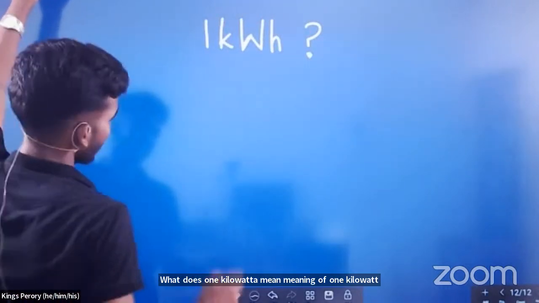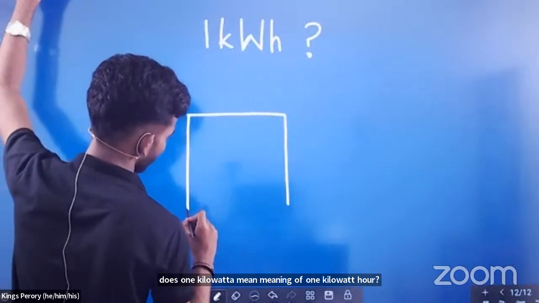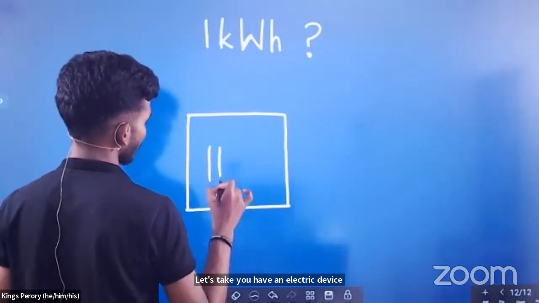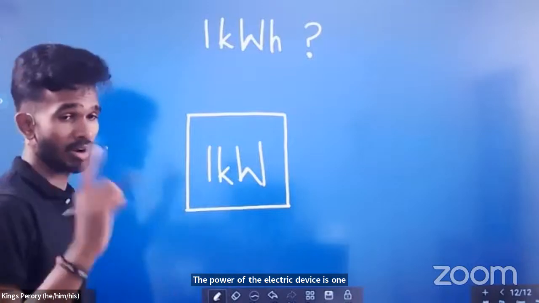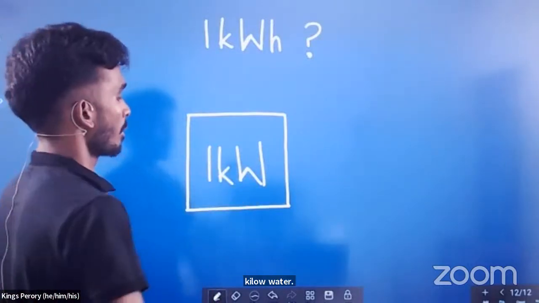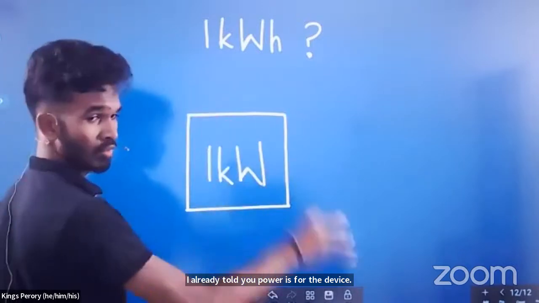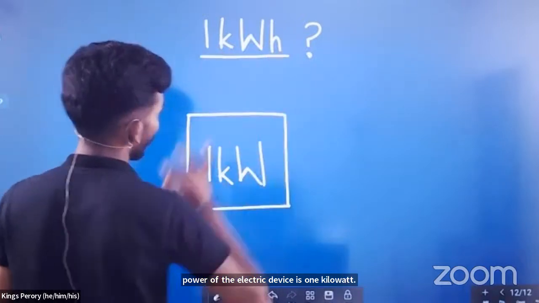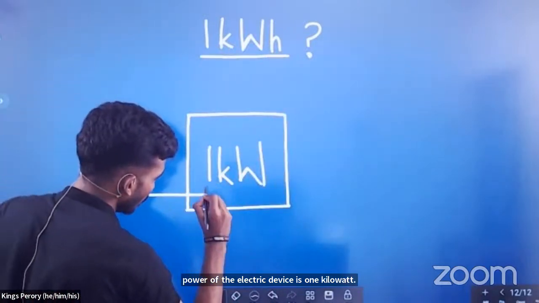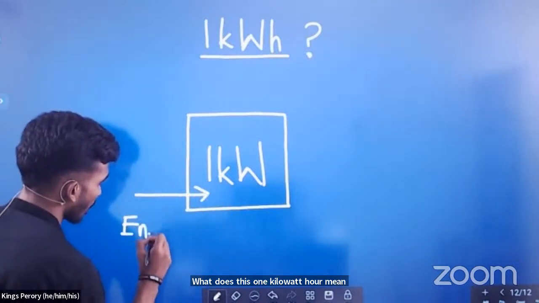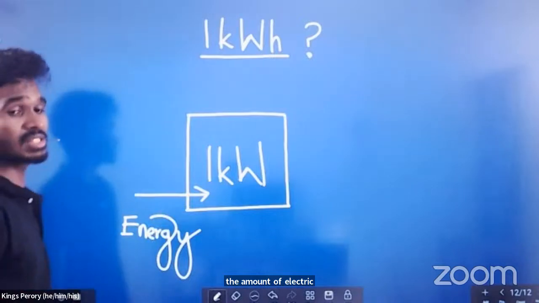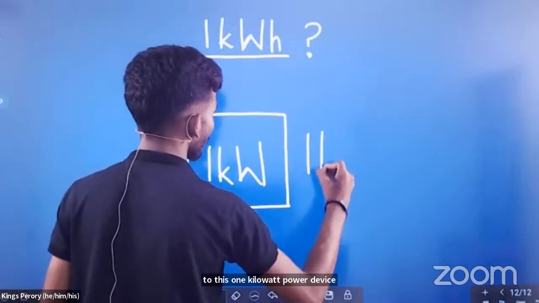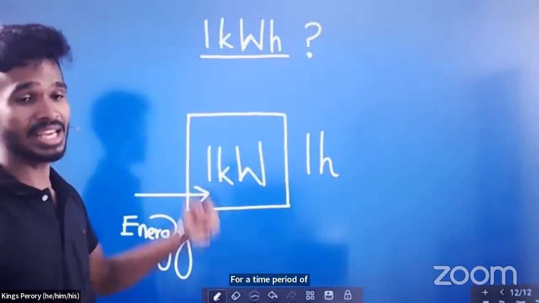Let's take, you have an electric device. The power of the electric device is 1 kilowatt. I already told you, power is for the device. What does this 1 kilowatt hour mean? The amount of electric energy I am supplying to this 1 kilowatt power device for a time period of 1 hour. That is 1 kilowatt hour.